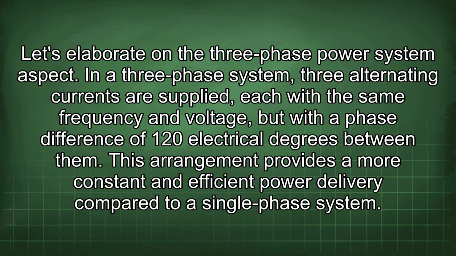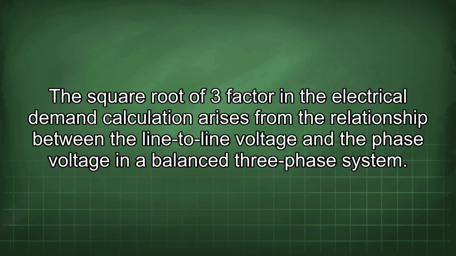Let's elaborate on the three-phase power system aspect. In a three-phase system, 3 alternating currents are supplied, each with the same frequency and voltage, but with a phase difference of 120 electrical degrees between them. This arrangement provides a more constant and efficient power delivery compared to a single-phase system. The square root of 3 factor in the electrical demand calculation arises from the relationship between the line-to-line voltage and the phase voltage in a balanced three-phase system.